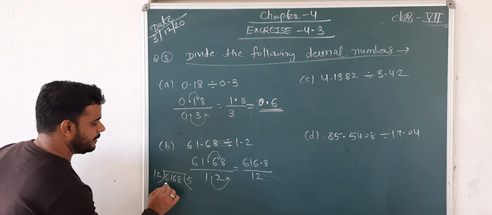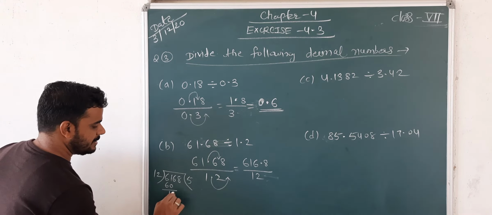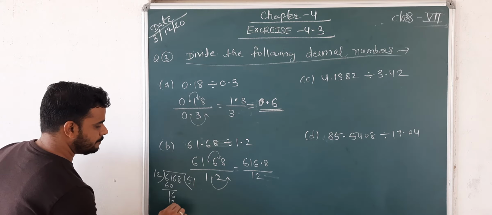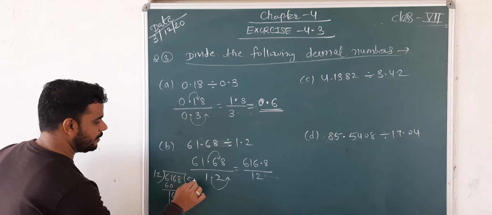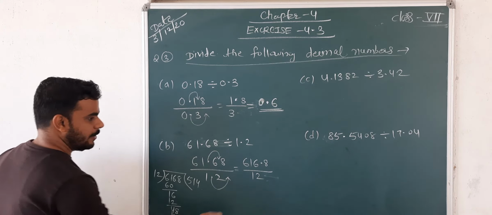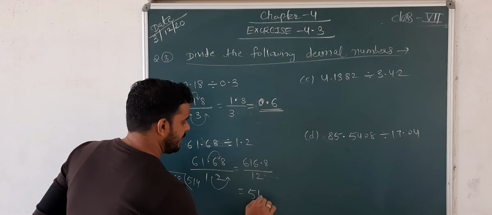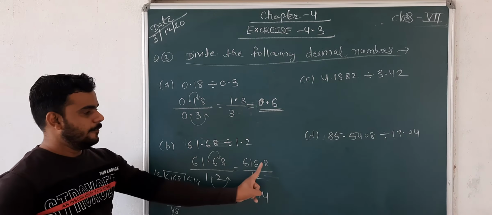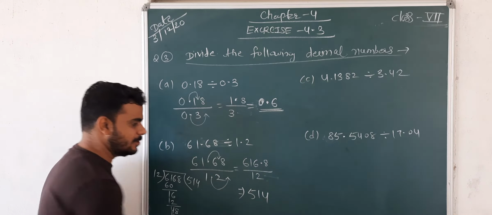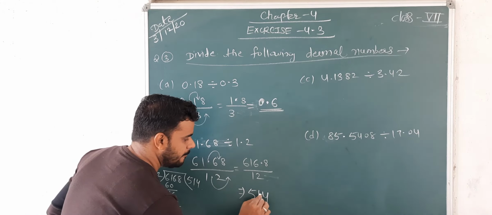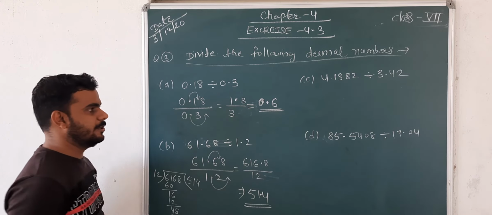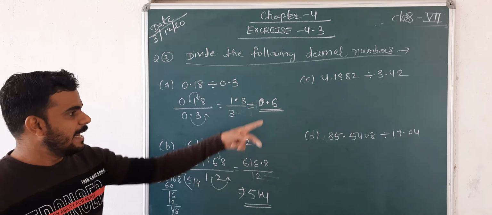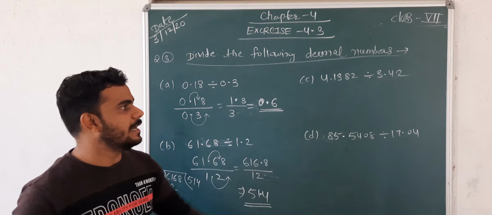12 5 plus 60. Okay, 1 6, 12 1 ja 12, 4 8, 12 4 ja 48. Okay, so the answer is 514. But after the one place the decimal is there, so after one place you just put the decimal. 51.4 is your answer. Okay, so like this only, C and D are only like this.